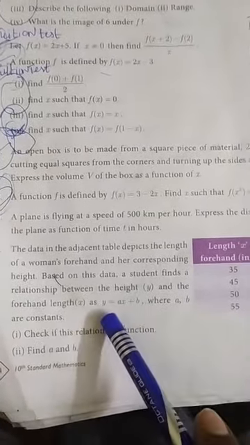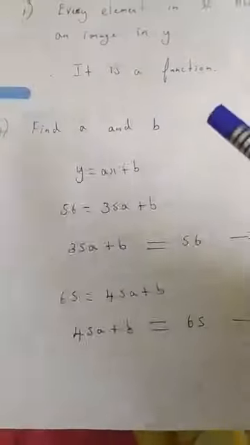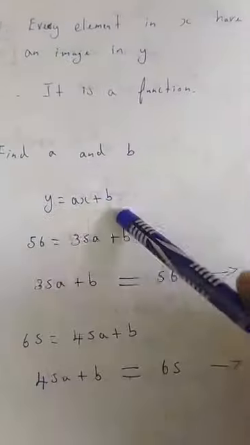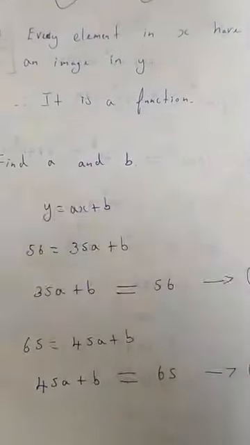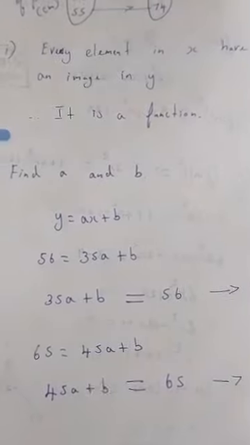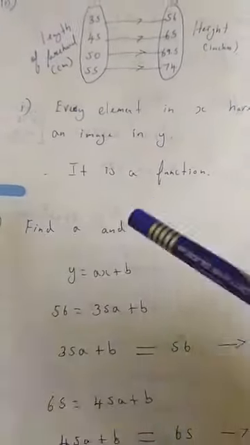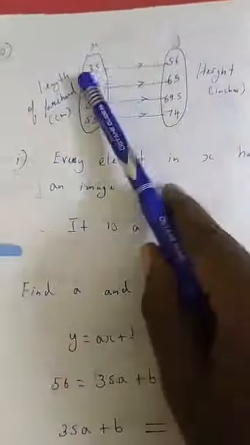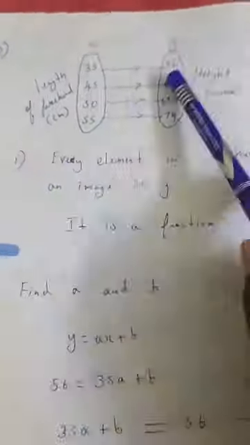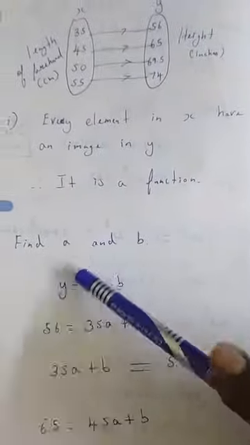So what is the second subdivision? Find a and b. For that we have one equation: y is equal to ax plus b. Second subdivision is find a and b. So what is the equation? y is equal to ax plus b. So it is very simple. We have to find the values for a and b. So in the question we have the values for x and y. With these values we are going to find out the values for a and b.